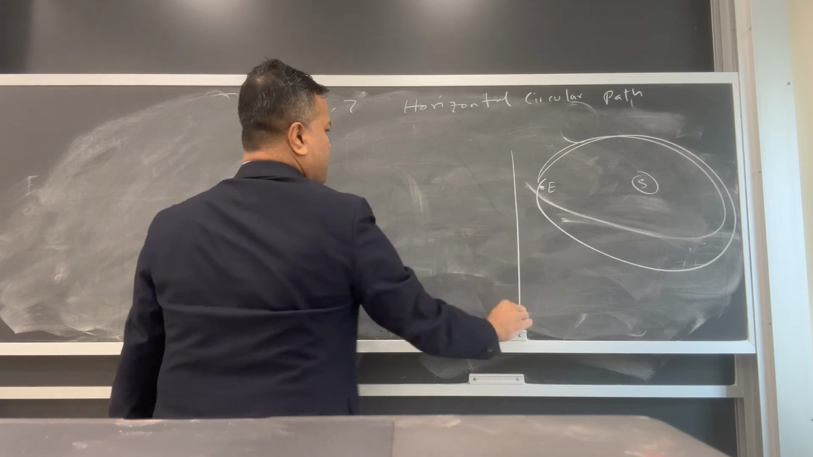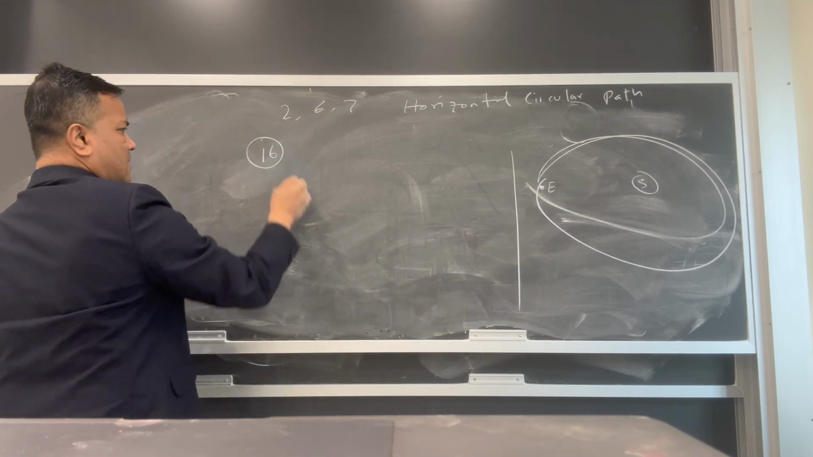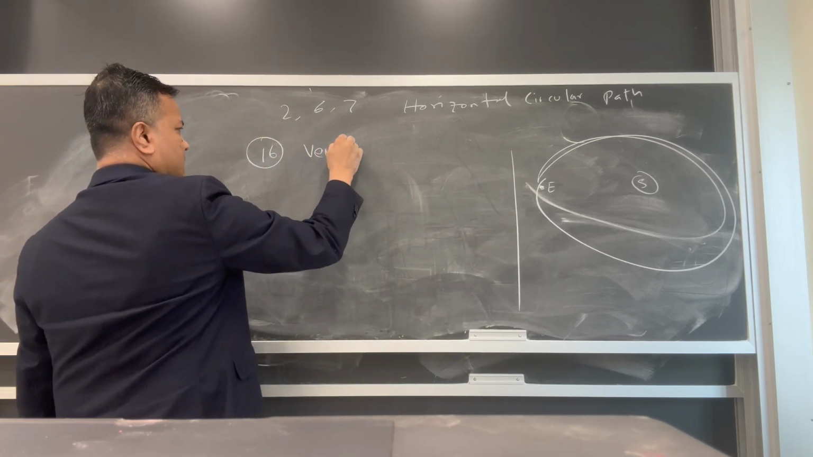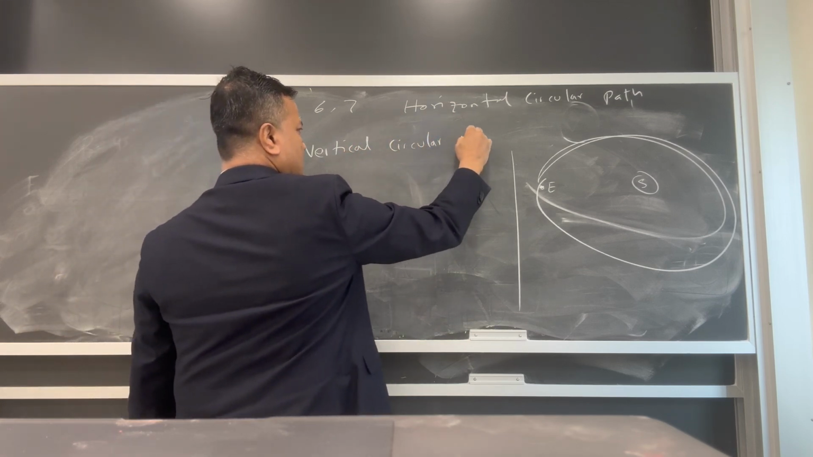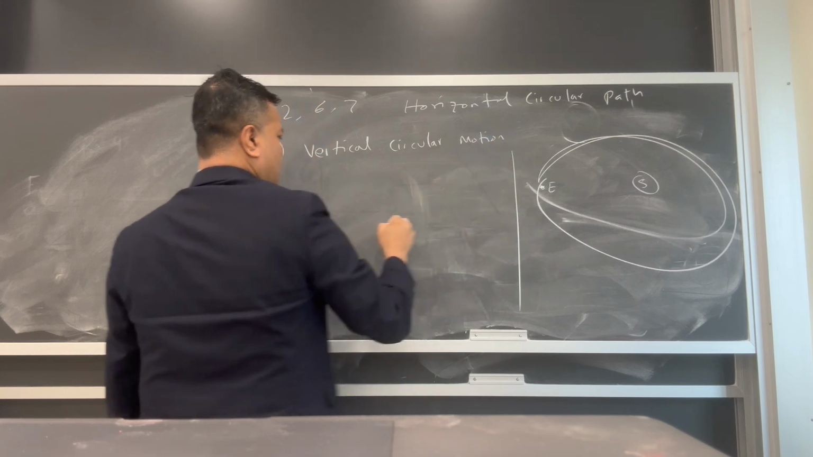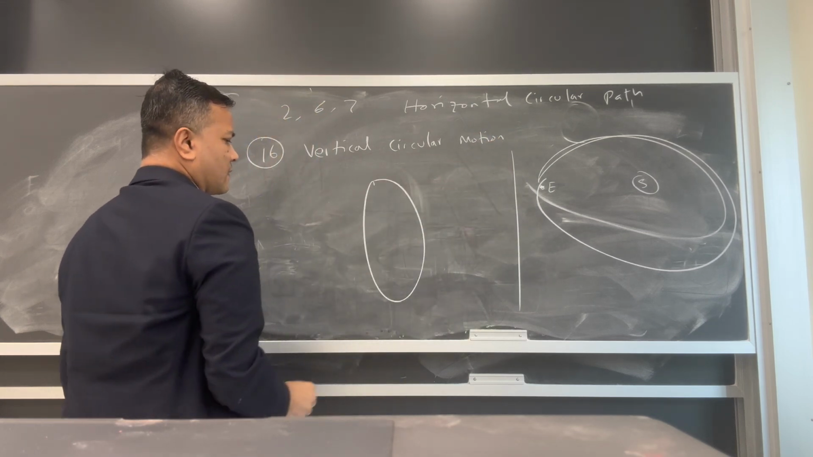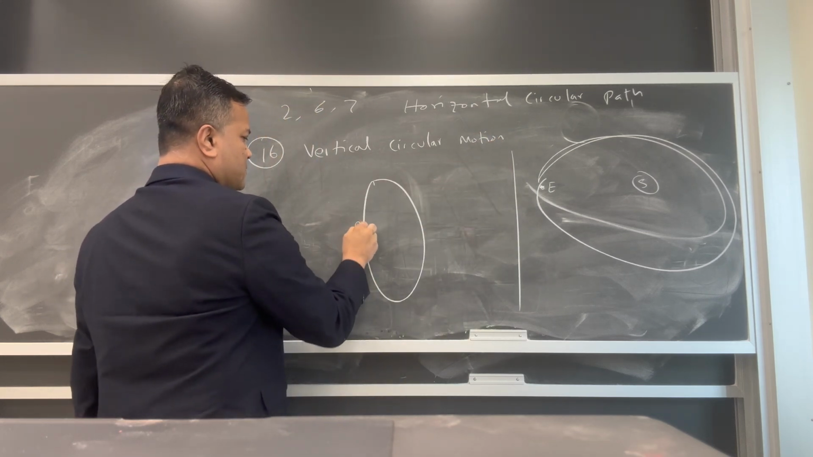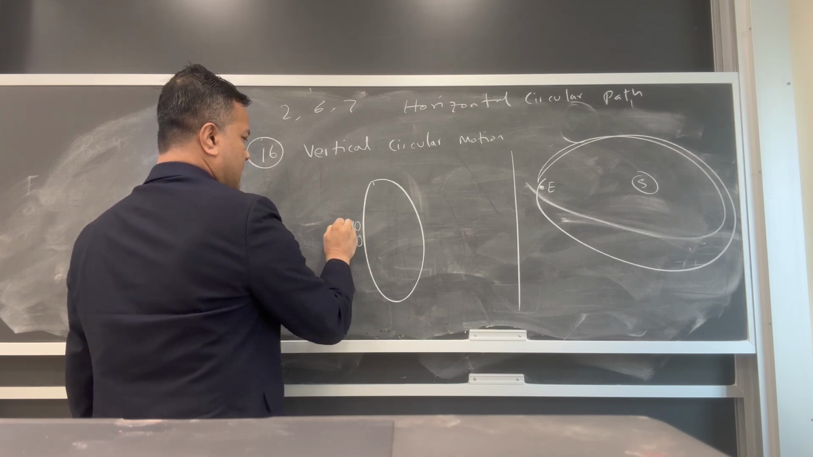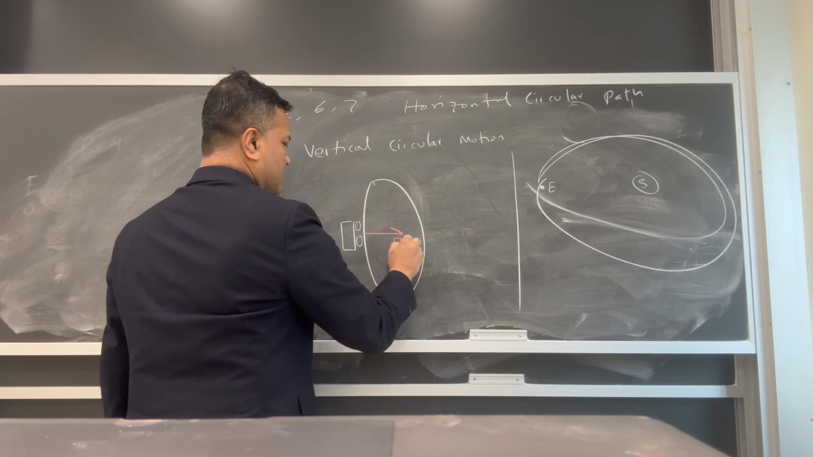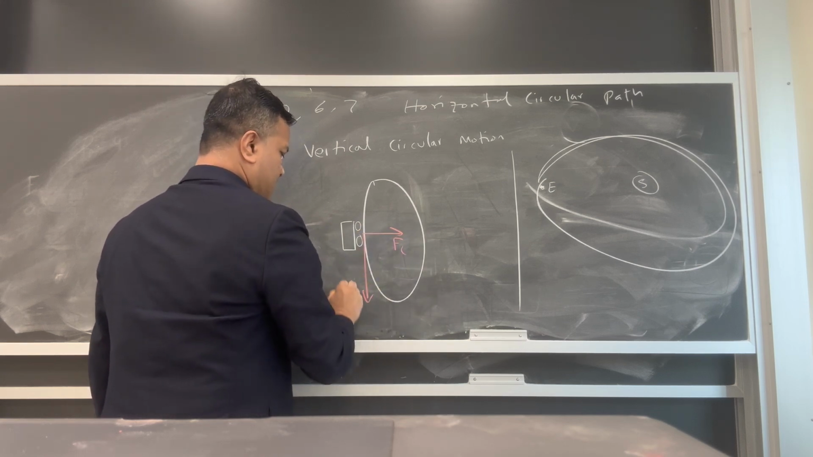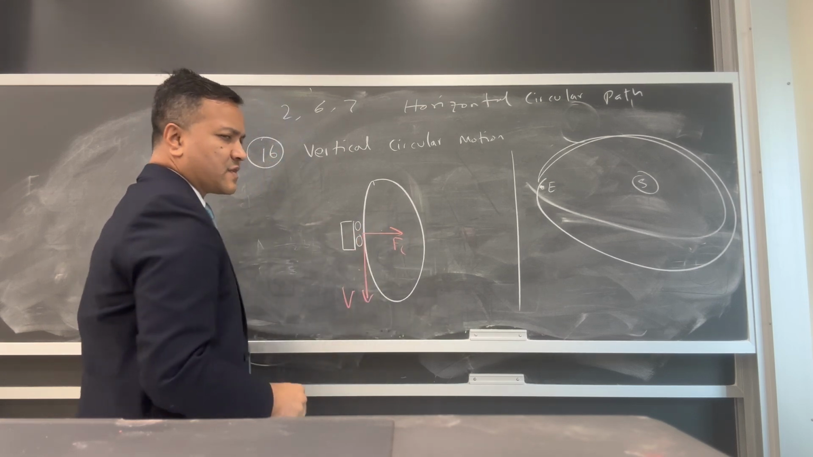Now, problem number 16 is vertical circular motion. An example is a roller coaster. The roller coaster is at this location, and I ask you to find the force and velocity direction, and they are 90 degrees with respect to each other.